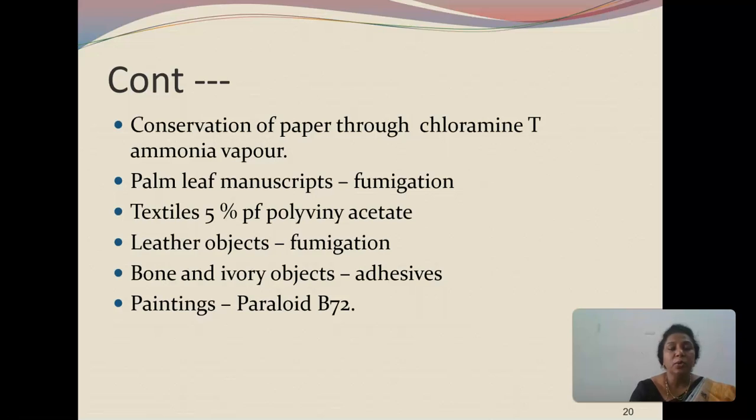There are so many methods of preserving paper objects. Chloramine T and ammonia vapor are used, and for palm leaf manuscripts, fumigation is used. For textiles, 5% polyvinyl acetate is used. For leather objects, fumigation is used. Bone and ivory objects also should be preserved, and paintings are also preserved using different types of chemicals.